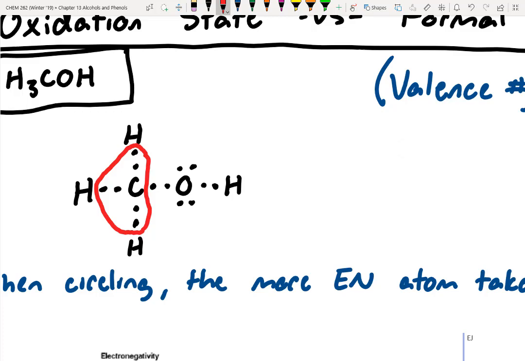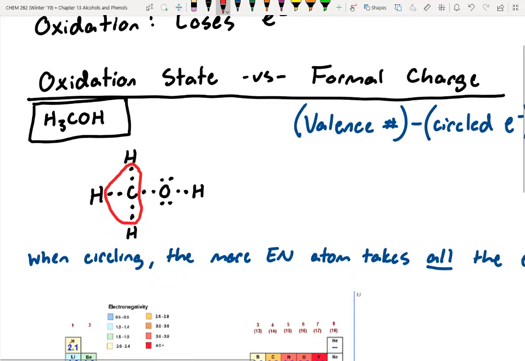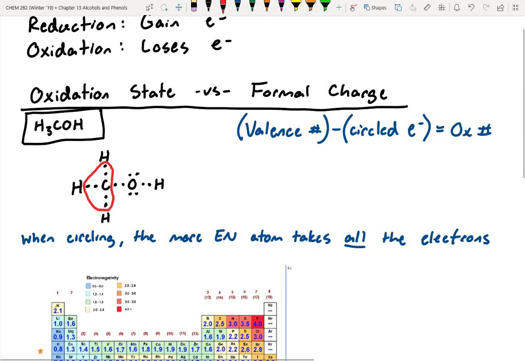Make sense? So now if we go to our little formula that I gave you, what's the valence number for carbon? 4. And then we would subtract our circled electrons, which is 6, which means the oxidation number for carbon in methanol would be -2. All right, let's try it really quick with oxygen too. We could do this for any element we want in here.